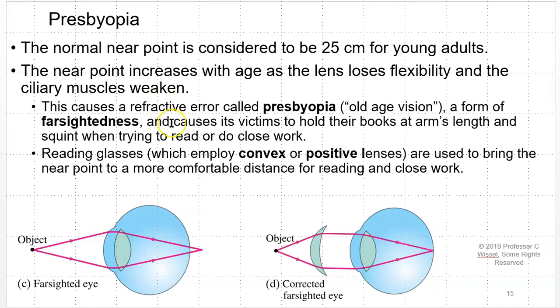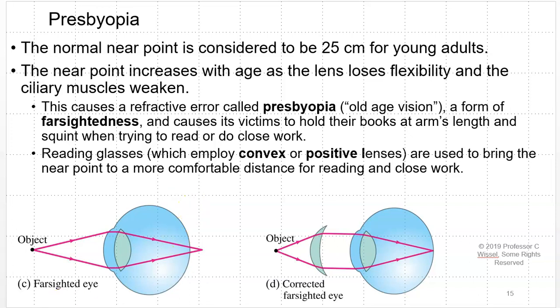Now, presbyopia: the nearest normal near point is considered to be 25 centimeters for young adults. Unfortunately, the near point increases with age as the lens loses flexibility and the ciliary muscles weaken. This causes a refractive error called presbyopia, which is literally old age vision. It's a form of farsightedness and causes its victims to typically hold their books at arm's length and squint when trying to read or do close work. Reading glasses, which employ convex or positive lenses, are used to bring the near point to a more comfortable distance for reading and close work.